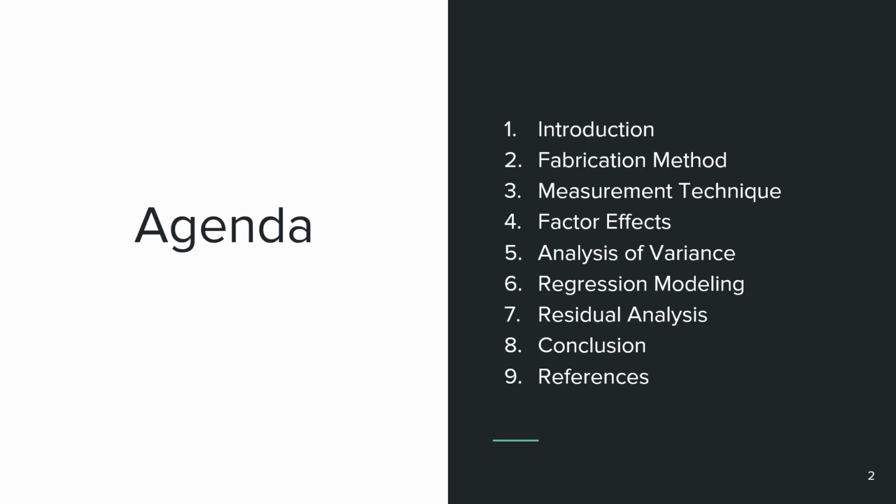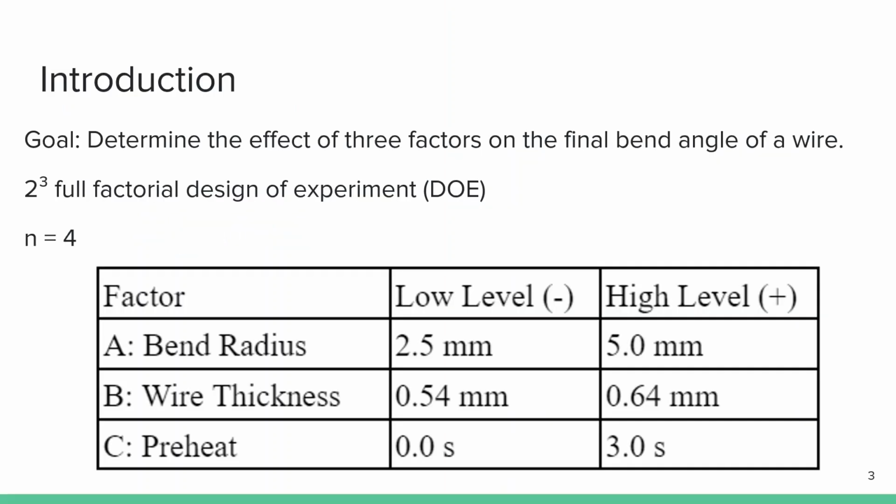This is our agenda. The design of experiment is the two-level design for three factors, which are common quantitative inputs in metal fabrication. The factors are bend radius, wire thickness, and preheat treatment over a gas stove, all with two different values representing the low or high levels. We have 4 replicas of each unique run for a total of 32 measurements. The goal is to determine the effective factors on the final bend angle of a wire.